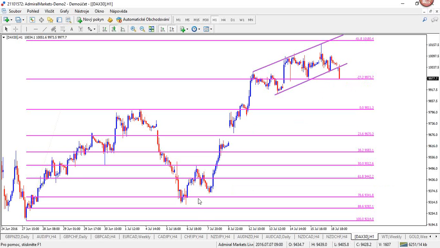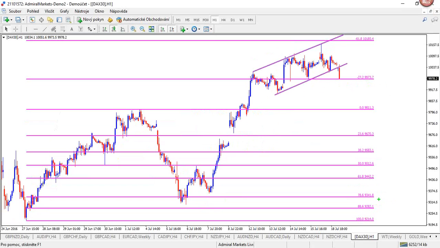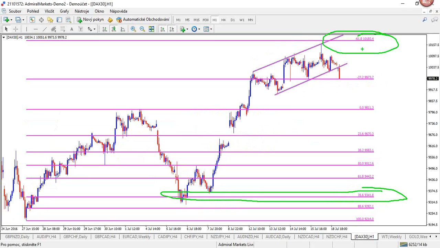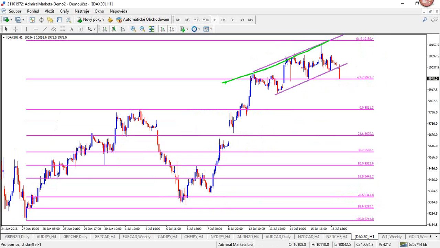We basically saw a deep fib right here, 78.6 fib. Price hitting the target, minus 61.8 target, showing most likely divergence. I don't have an oscillator, but I would expect divergence between these tops. Shallow channel, and we're breaking that channel as we speak.